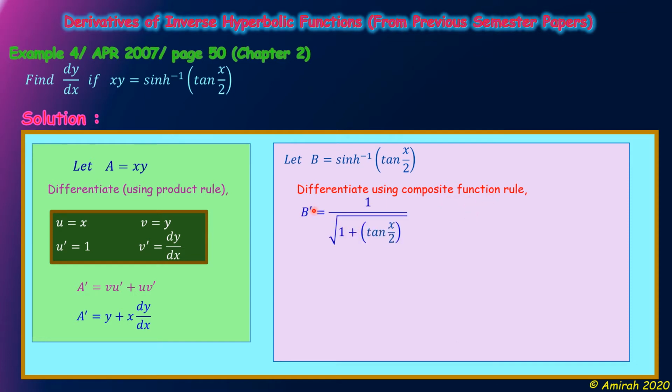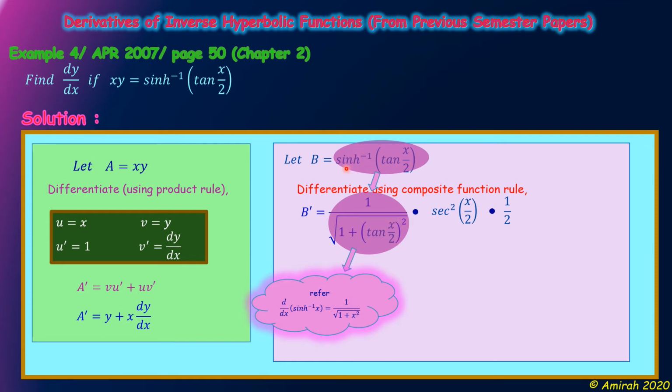First step, when we differentiate B, the symbol becomes B prime. Then we differentiate inverse sinh, we have this. I will discuss this later. And then times sec squared x over 2 and then times half. How do we get this?